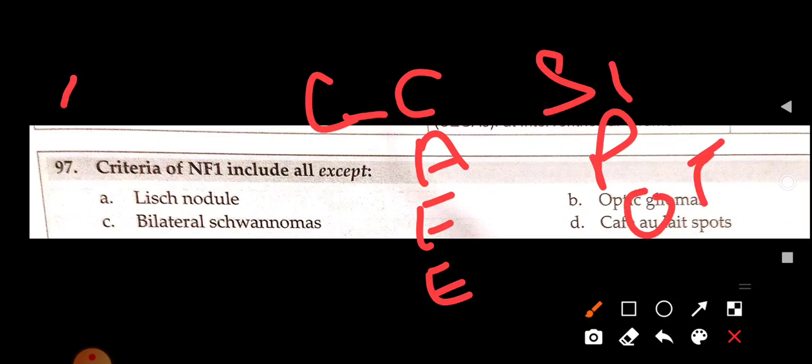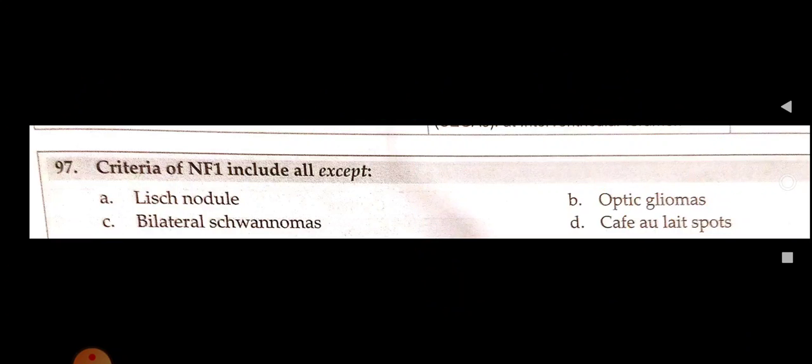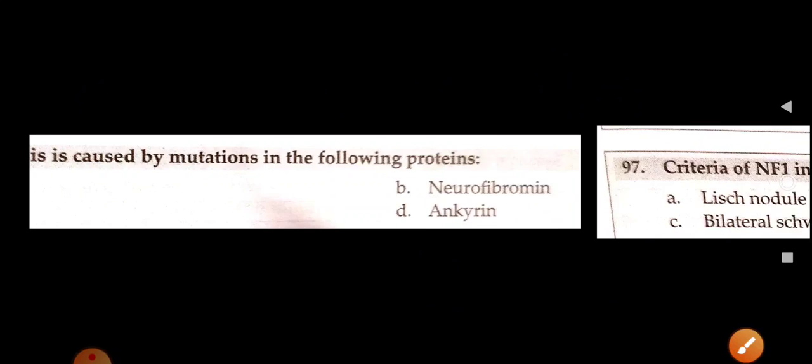They are asking except. A for axillary freckling, Frenkel's, etc., and inguinal. And P for parental inheritance. And Lisch nodules were there. And OT means optic glioma, we can say. But bilateral schwannomas are seen in neurofibromatosis type 2, not in type 1. This mnemonic I am going to put individually.